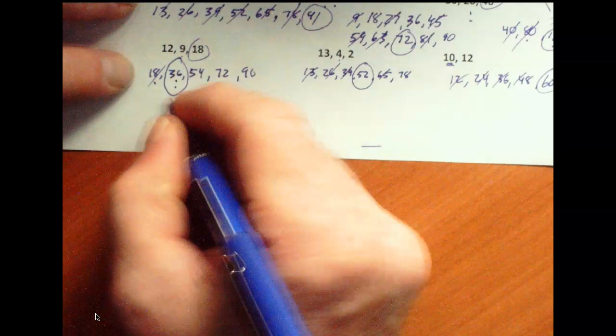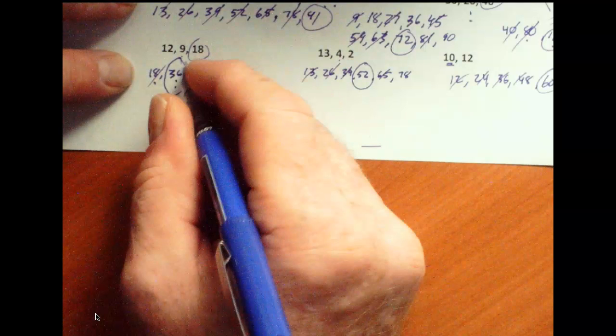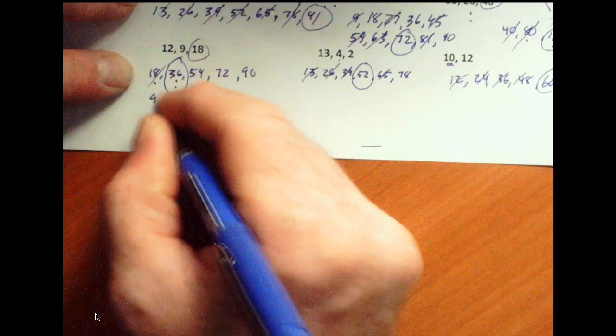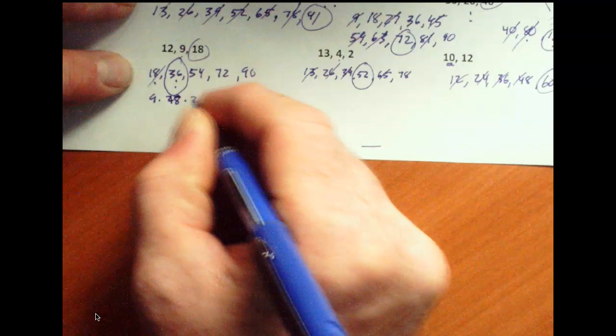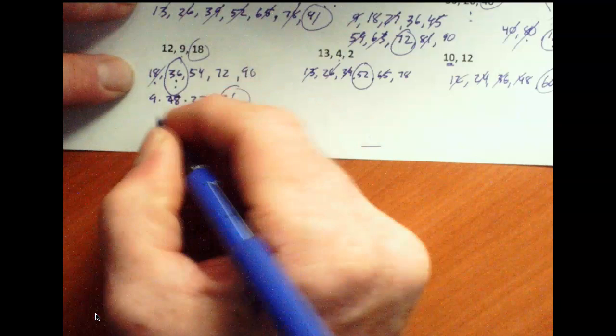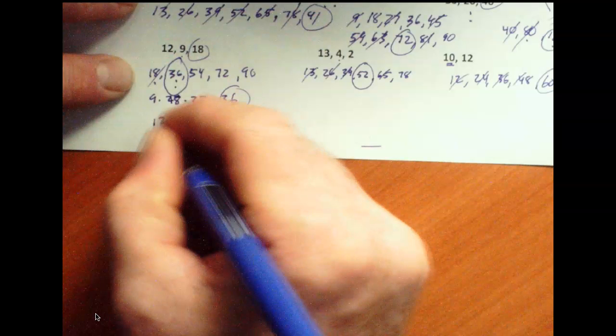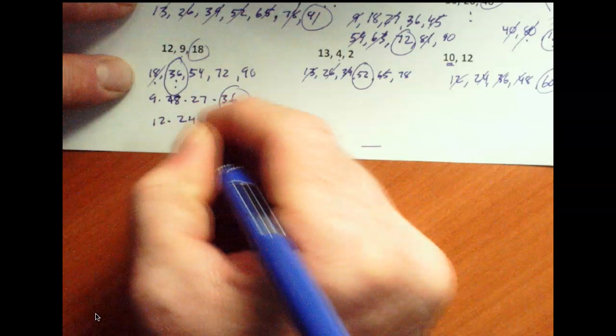Let's visualize this. Here are my multiples of 36. Here are my multiples of 9: 9, 18, 27, 36. Multiples of 12: 12, 24, 36. You can see that's the smallest number that all 3 land on.